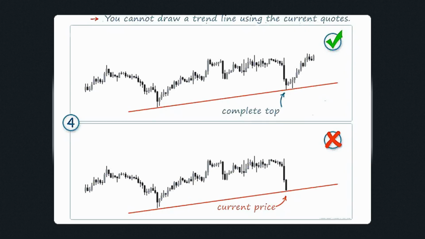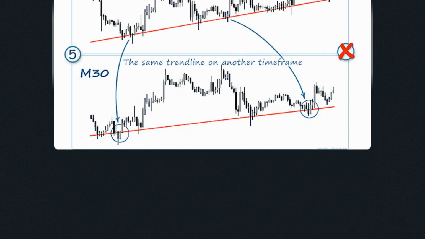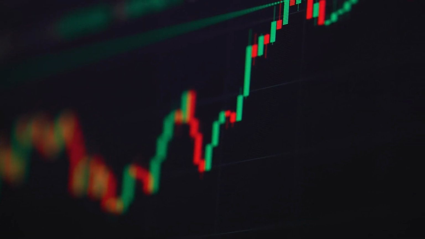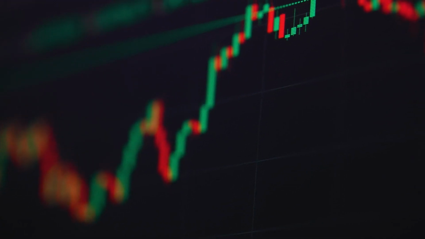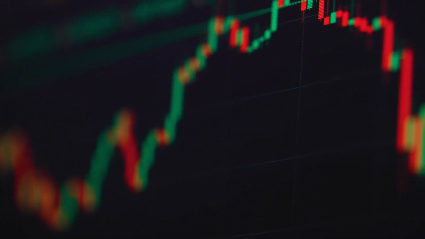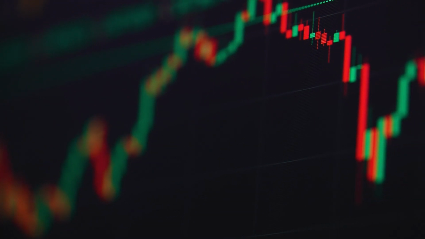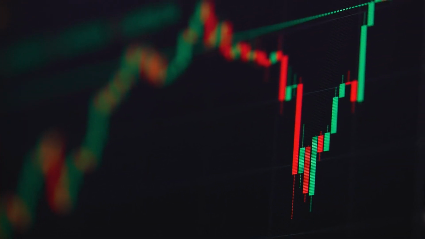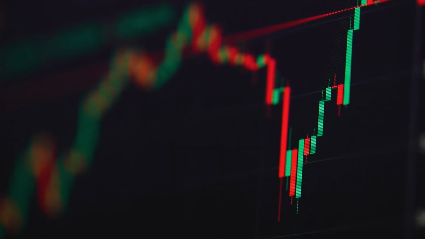Step 3, connect the dots. Just draw a straight line. But listen up, because step 4 is where the magic happens. It's confirmation. See, a line with 2 points is okay, but when the price comes back and touches that line a 3rd time and reacts, whoa, that's when your line goes from just a guess to a seriously powerful, validated tool that you absolutely have to pay attention to.